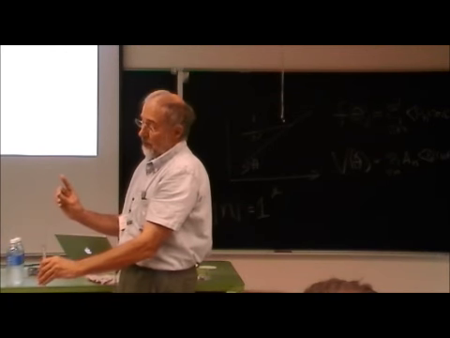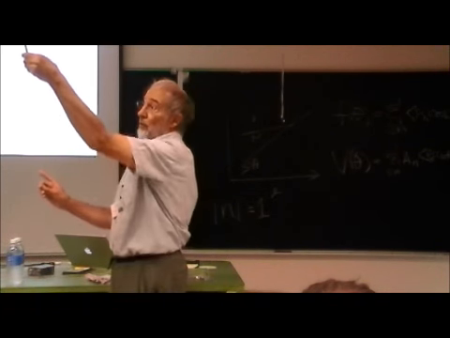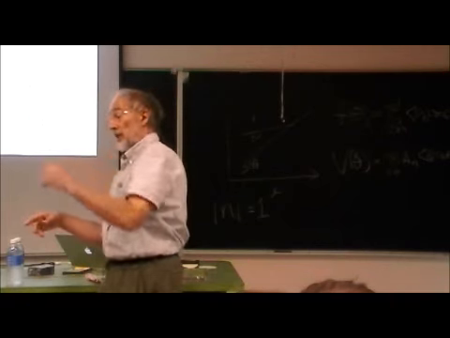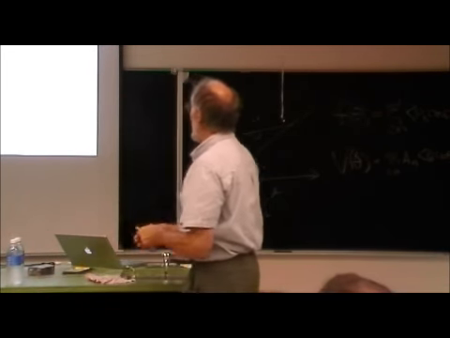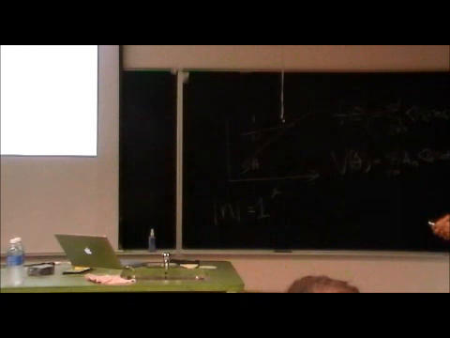Okay, so then the only possibilities there are that n changes like this, or like that. Both of those cases are bend. So splay, twist, bend. Mathematically, those show up as: splay is div n, twist is n dot curl n, bend is n cross curl n.